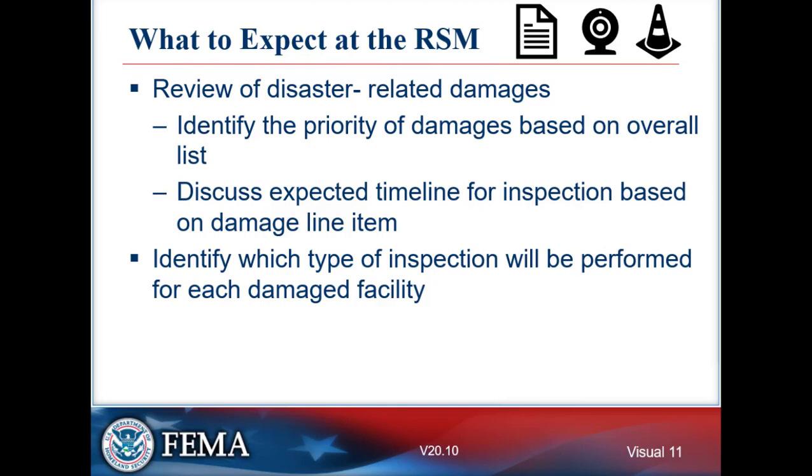They're also going to discuss with you the expected timelines for inspections based on each DI line item. Going along with that is identifying which type of inspections will be performed for each damaged facility. When we're making that determination between physical, remote, or tabletop, we're going to want to discuss what your capabilities are and the connectivity at the damaged sites. Because remember, if you're out in the backcountry and you think it would be a great option for a remote site inspection, except there is no cell phone service out there, then it's probably not the best idea for a remote site inspection.